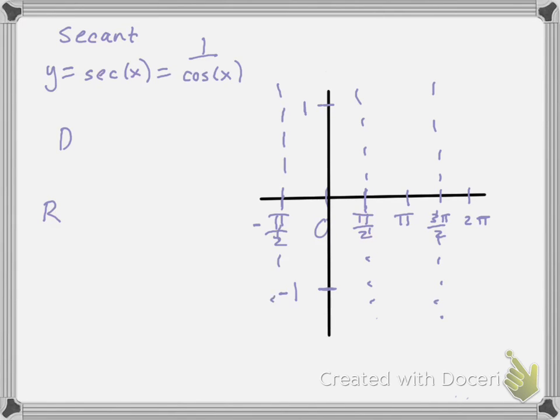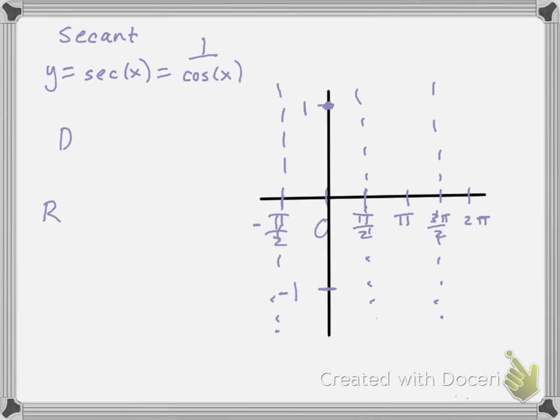And then same with negative pi over 2. Okay, now if we look at the different places that we are, when x is equal to 0, then we know that cosine of x is equal to 1, which means that 1 over 1 is 1, and so we have this point here, (0, 1).